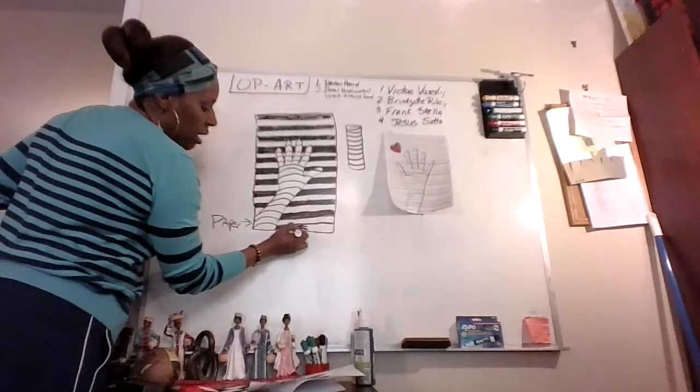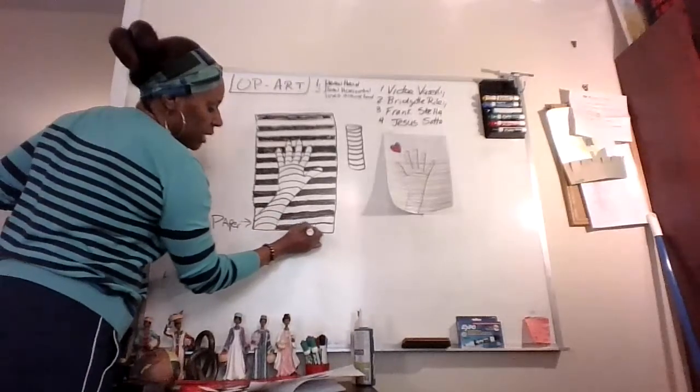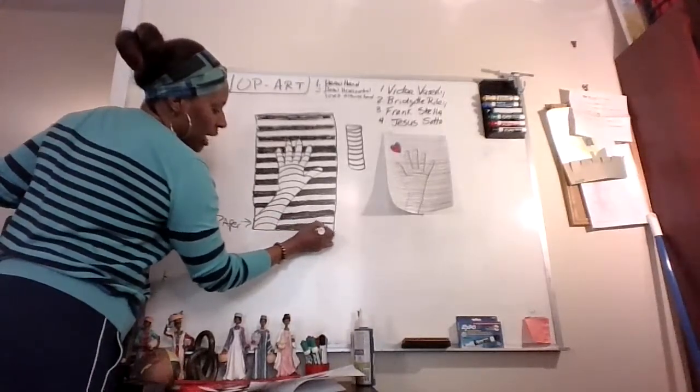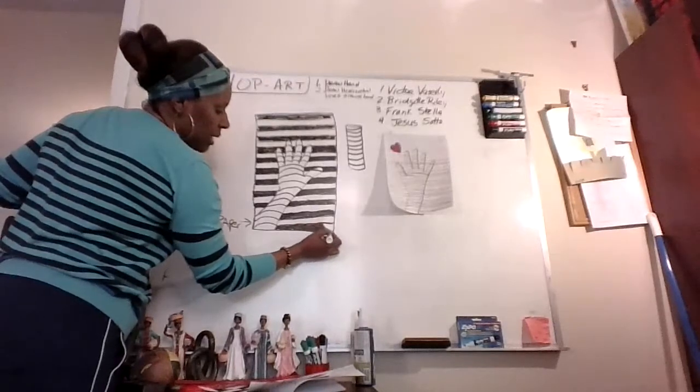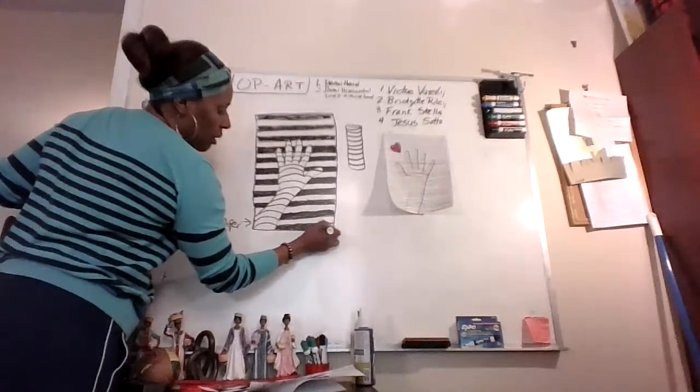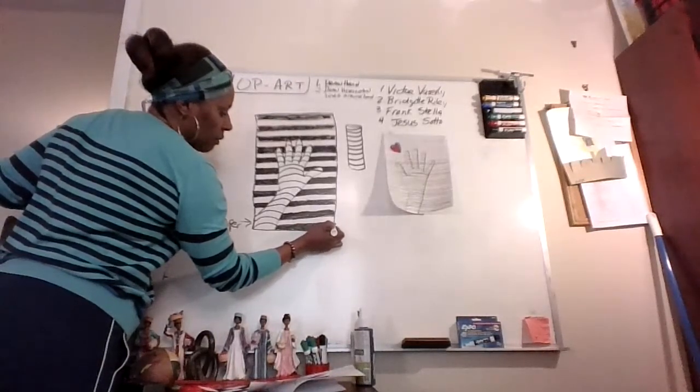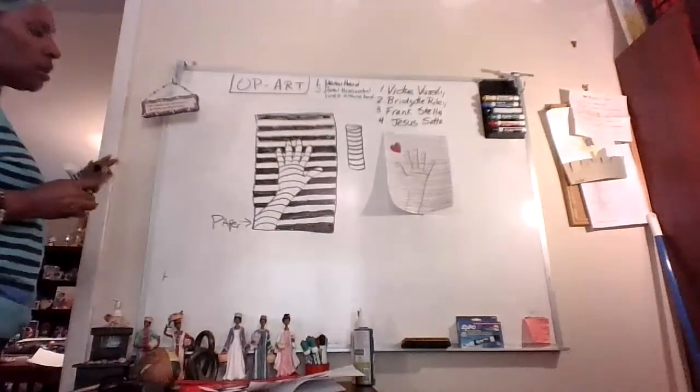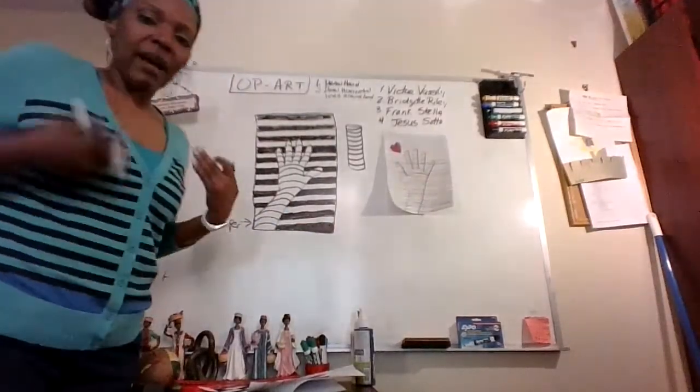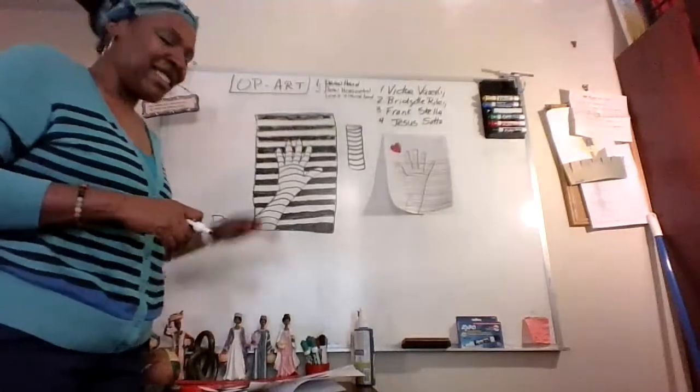Complementary colors are red and green. Orange and blue is another set. And then yellow and purple. All right. So that part is done. And if you kind of look, my sweater is kind of the same way.